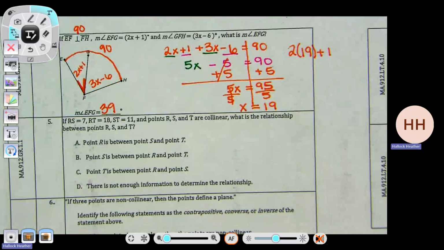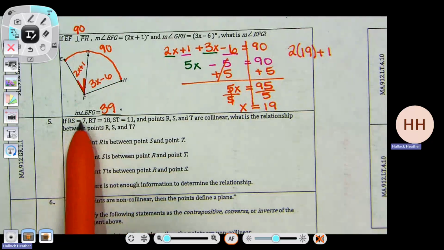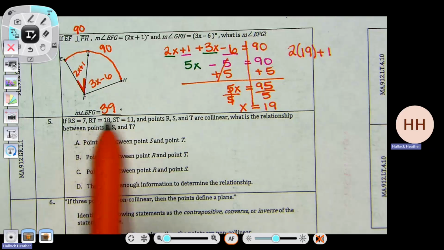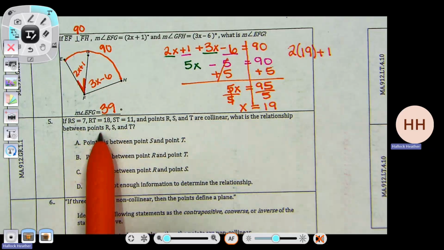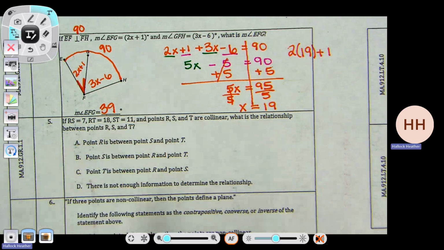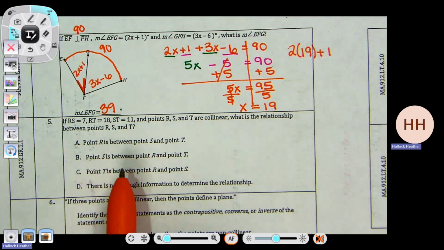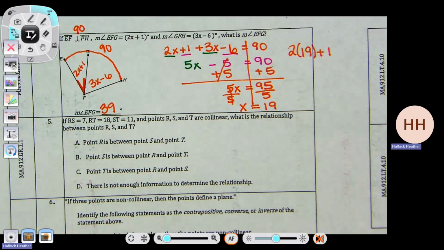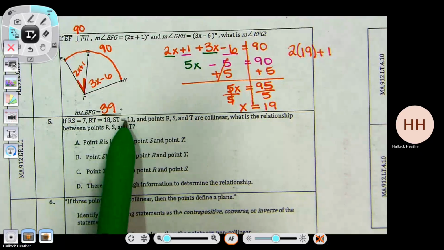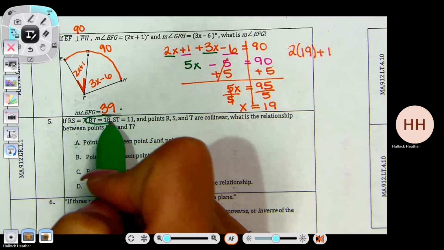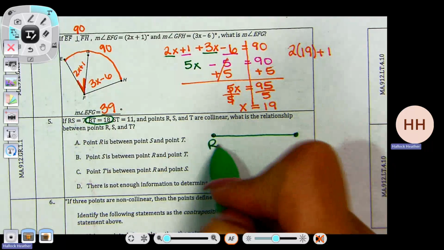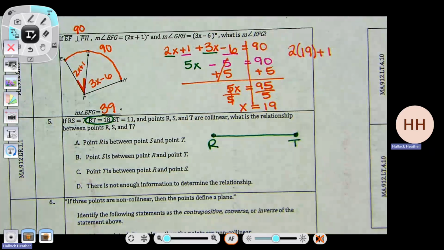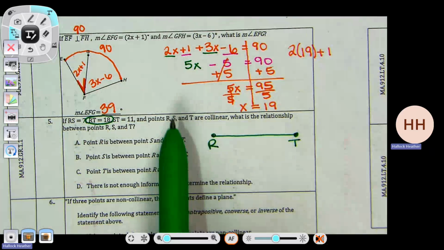For the next one, it says if RS is 7 and RT is 18, ST is 11, points R, S, and T are collinear, what's the relationship between R, S, and T? We basically need to figure out which one is in the middle. If I think about this, the longest segment is RT. So R and T would have to be on the outsides because it's the longest. So if R and T are on the outsides and you only have 3 points, you have R, S, and T.